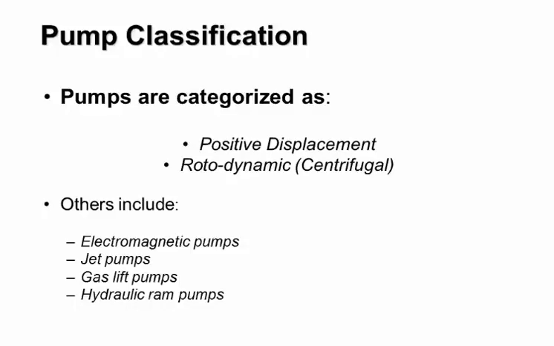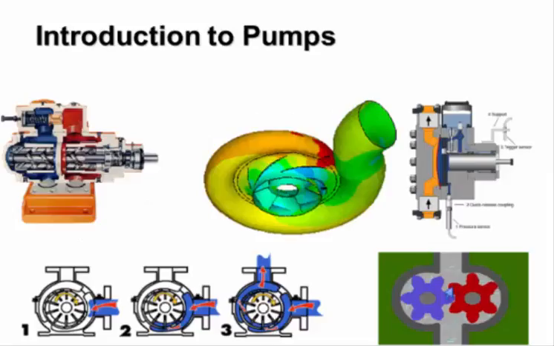Now, there are other pumps that we need to take cognizance of, apart from the positive displacement and the rotodynamic. And I'm going to use the term centrifugal for rotodynamic. Centrifugal is a lot easier to say, isn't it? Other pumps that we need to be aware of are electromagnetic pumps, jet pumps, gas lift pumps, and hydraulic ram pumps.